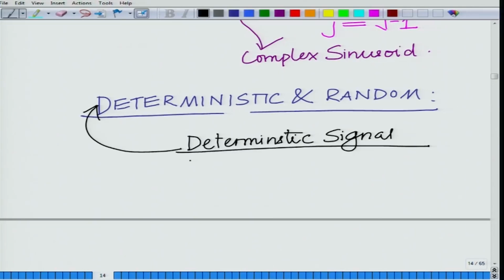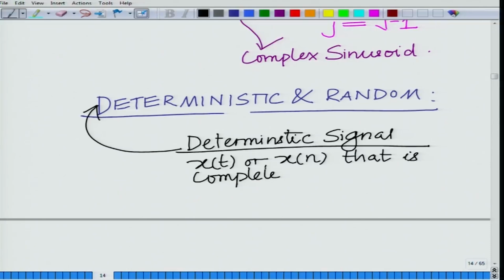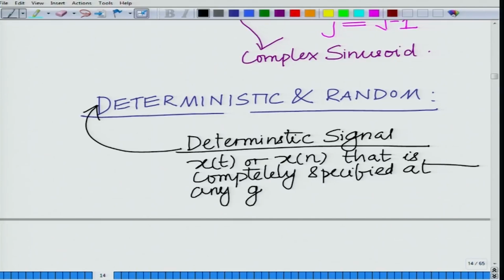This implies x(t) or x(n) that is completely specified, that is completely specified deterministically at any given time instant.